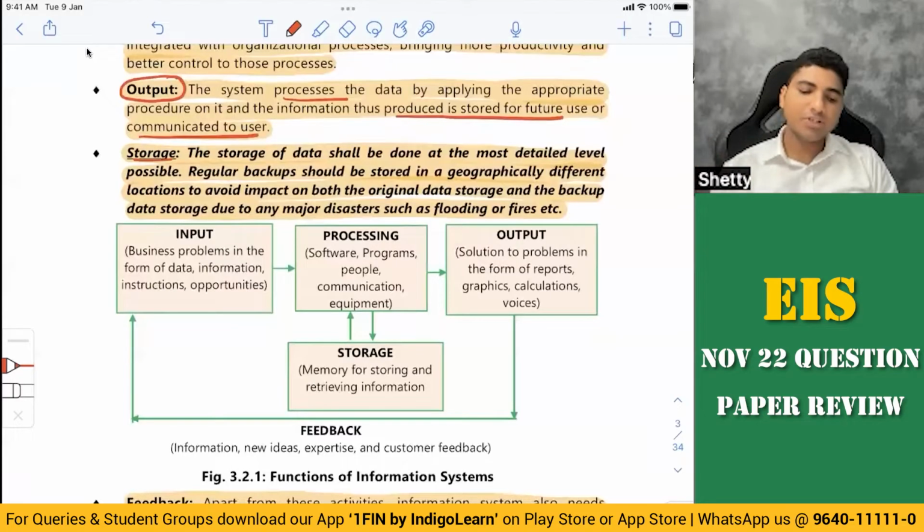The storage of data shall be done at the most detailed level possible. And then they're saying there should be regular backups, which should also be stored in a geographically different location.